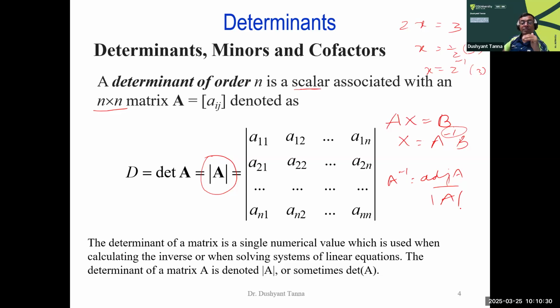If you want to solve it, find the unknowns, the variables x, y, z, or x1, x2, x3, xn, then this is how you write it: Ax equals b and x will be A inverse b. In order to find A inverse, you need adjoint A. I'll describe what adjoint A is in the upcoming session, but this is where the determinant is very essential.